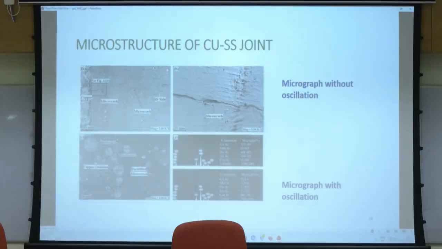And what we find is that because of the beam oscillation, there is a stirring action that mixes the copper and the steel. Copper and iron do not have miscibility because they form 2 different phases, but the stirring action disperses the copper very uniformly, and it also backfills the cracks.